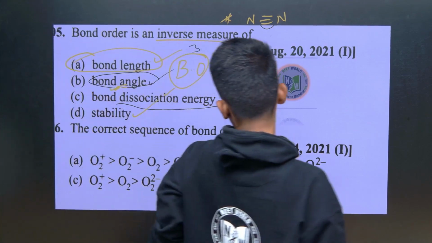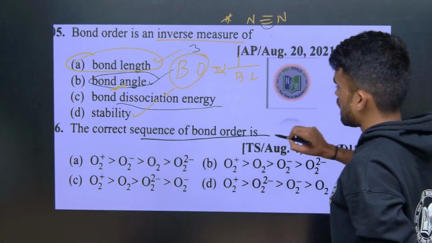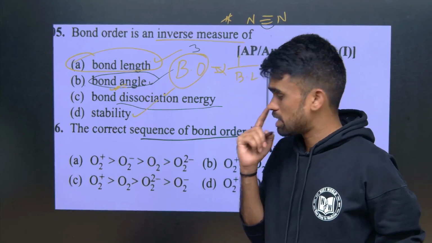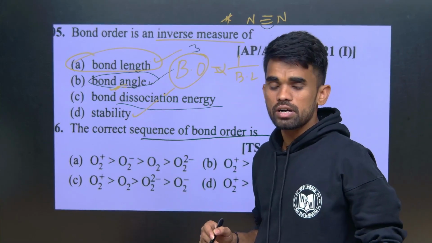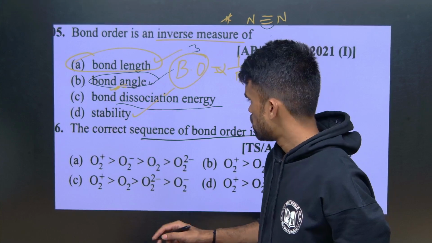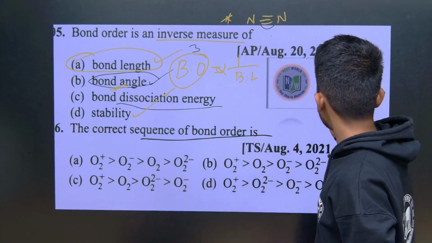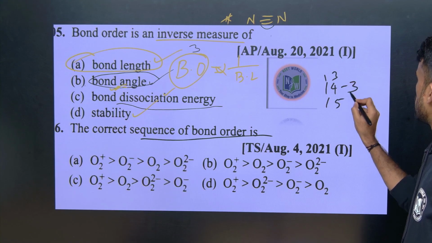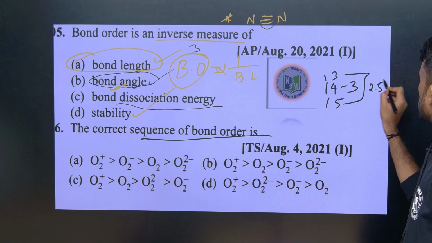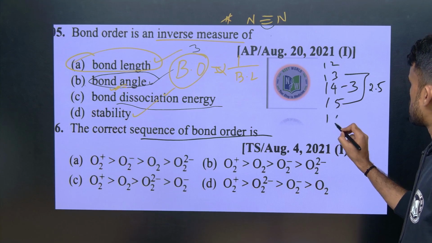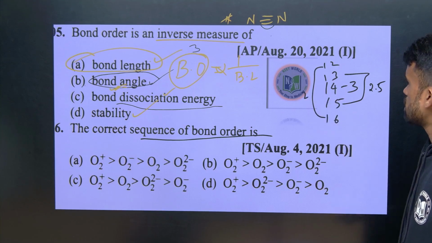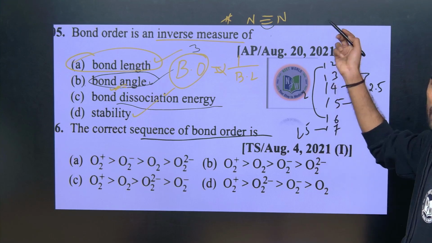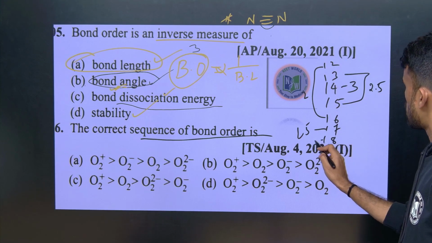Okay, what about this correct sequence of bond order? Again I told you just now, count the number of electrons. If 14 electrons are there, bond order is 3. If 13 or 15, bond order is 2.5. If 12 or 16, bond order is 2. If 17 or 11, bond order is 1.5. If 18, bond order is 1.0.